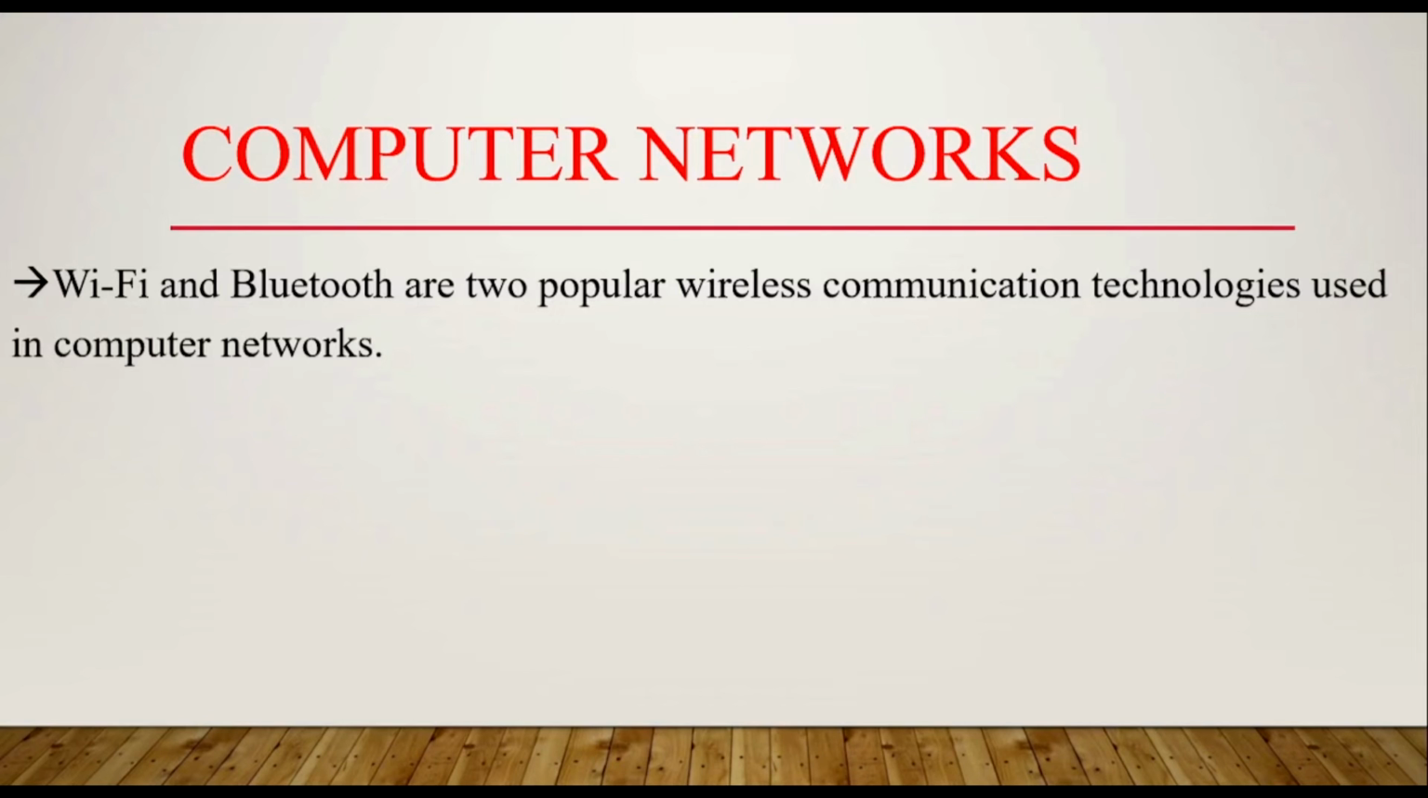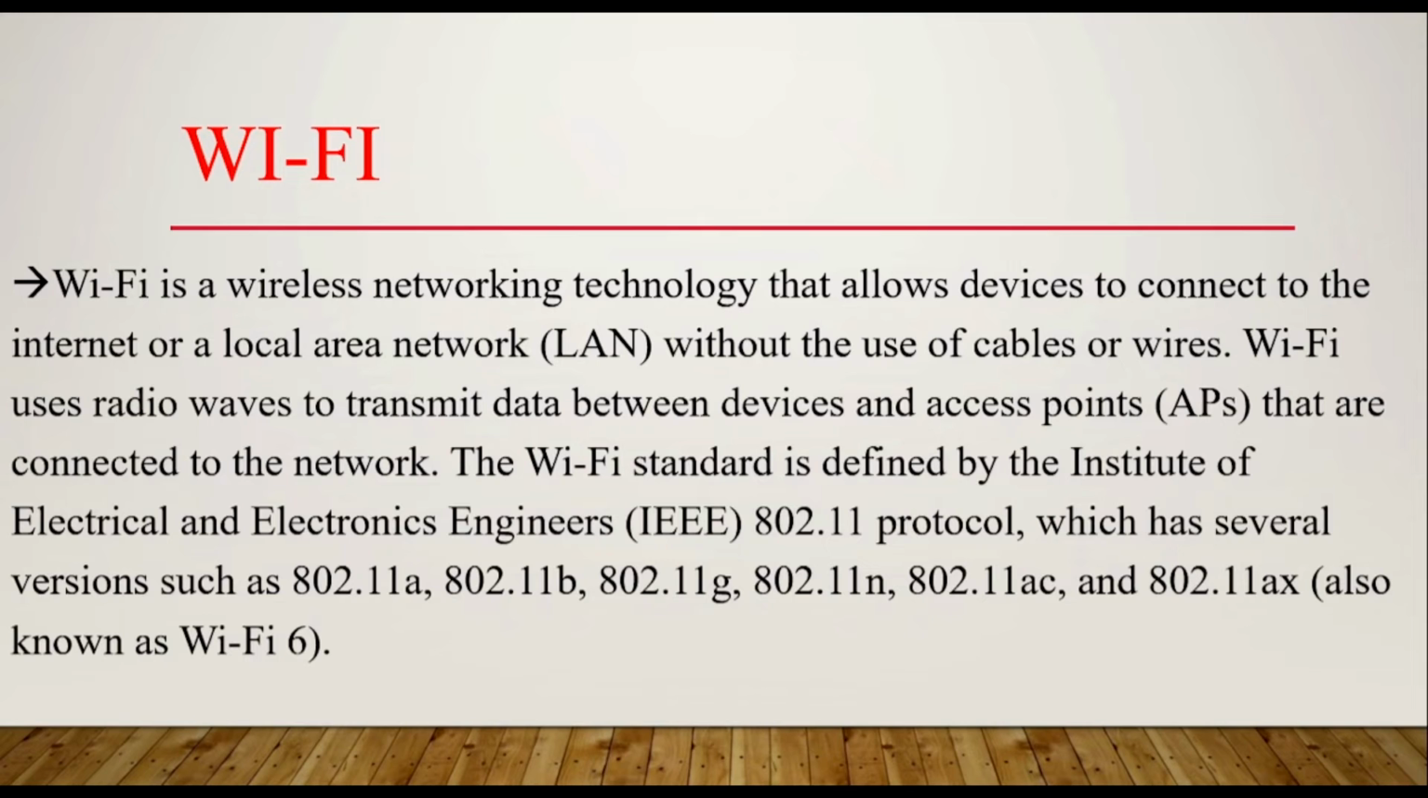Wi-Fi and Bluetooth are two important wireless communication technologies used in computer networks. Wi-Fi is a wireless networking technology that allows devices to connect to the internet or a local area network without the use of cables or wires. Wi-Fi uses radio waves to transmit data between devices and access points that are connected to the network.